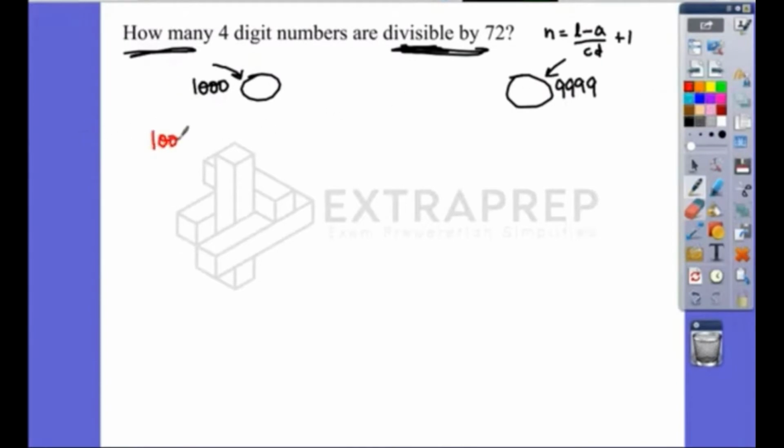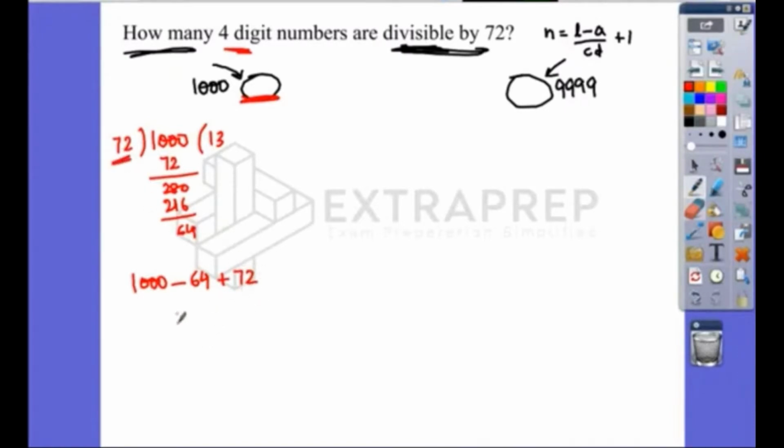Let's see, as I already told you, 1000 divided by 72 goes one time, 72 gone, 28 left, 0 comes down, 216, that's 3 times, 64 is left. So from 1000, if you subtract 64, the remainder, you get a number which is exactly divisible by 72, but the problem is that it is not a 4-digit number. When you subtract 64, it becomes 936, right? So it's not a 4-digit number. When we want a 4-digit number at the smaller end, you will have to add the divisor once, and we get the smallest number to be 1008.